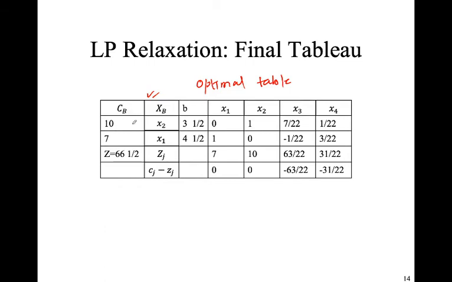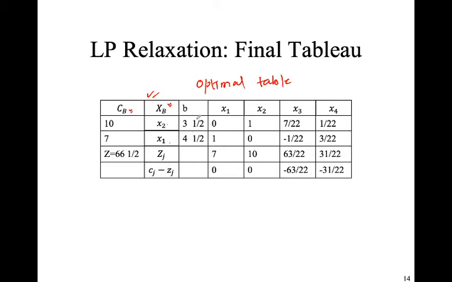So, the first column in the table is CB, next one is XB, next one is B. The first column corresponds to the first decision variable x1, the second column corresponds to the second decision variable x2, and the remaining columns correspond to the slack variables x3 and x4. This column corresponds to the cost, and this column represents the basic variables. So, basic variables are x2 and x1. Next, these are the values: x2 value is 3.5, the x1 value is 4.5.